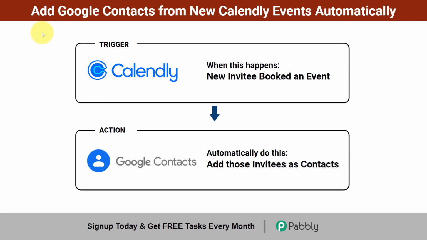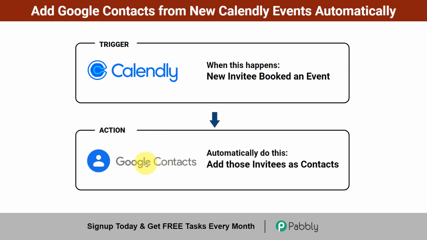In this video, I will show you how you can add your Google contacts from new Calendly events automatically. So here I'm going to set an automation in Calendly and Google Contacts in such a way that whenever any new invitee books an event in Calendly, the same invitee will be added automatically into your Google Contacts. In this way, whenever you want to contact your invitee, you do not have to search for the invitee details by logging into Calendly. You can directly call your invitees from Google Contacts itself.